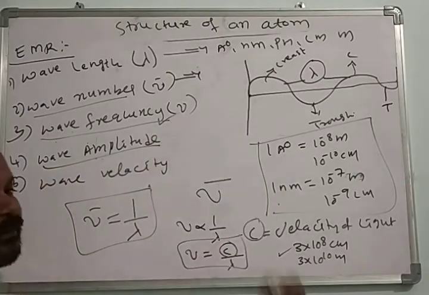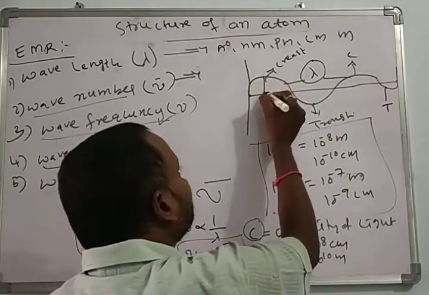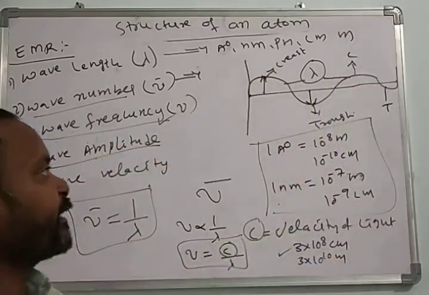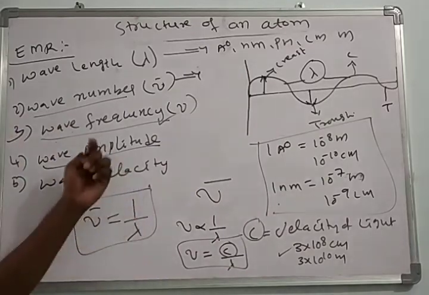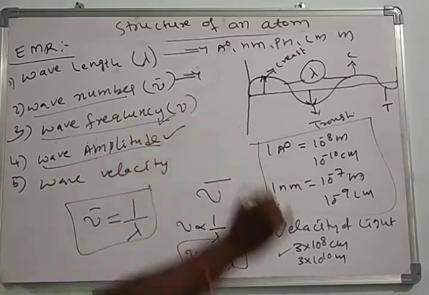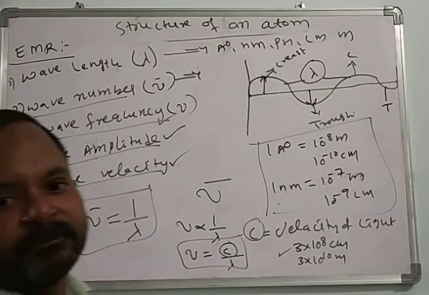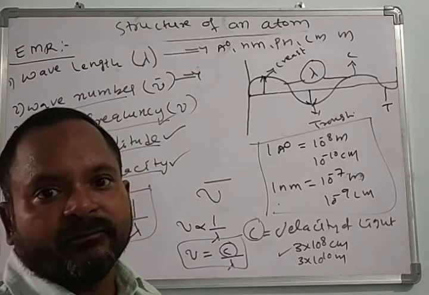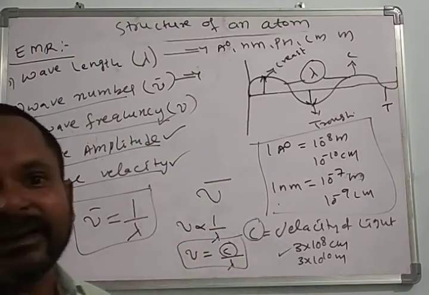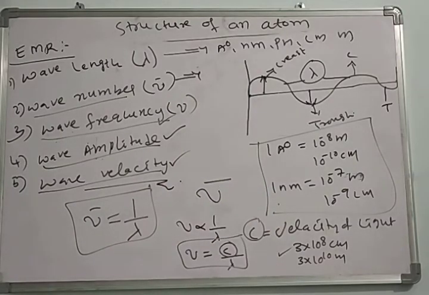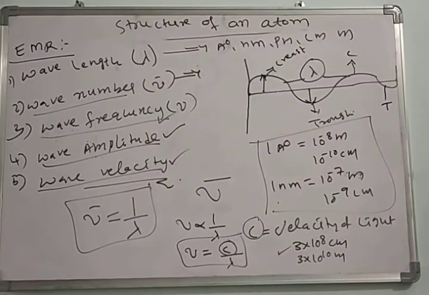What is the meaning of wave amplitude? The height of the crest or the depth of the trough, we call wave amplitude. And wave velocity is the speed of the wave within a fixed period, and we call it wave velocity. These are the different terms used for the measurement of electromagnetic radiation.